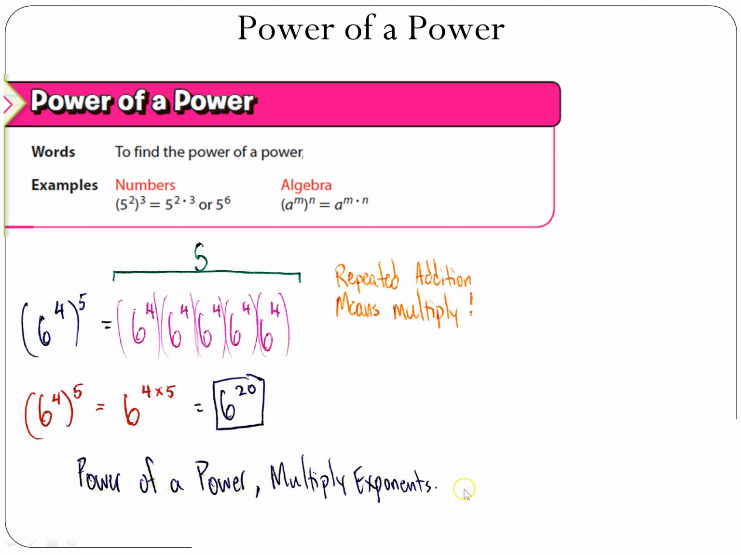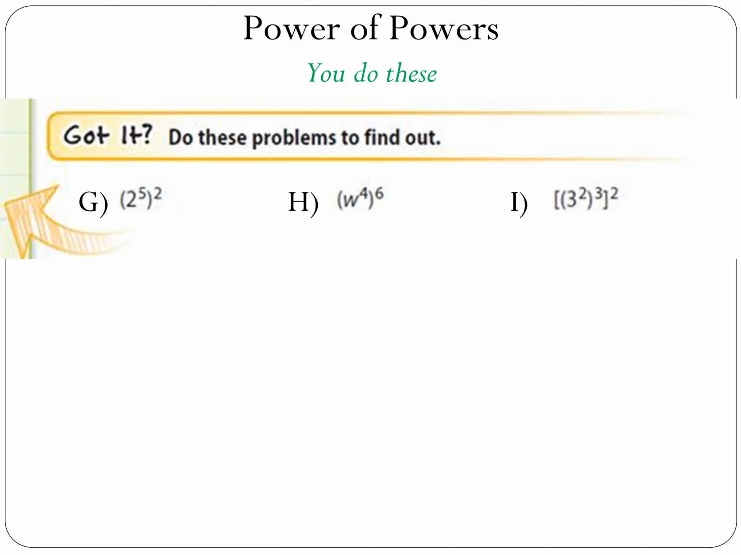So for the power of a power, you multiply those exponents. For the power of a power, you must multiply the exponents. That is correct. Yeah. Let's get some practice.